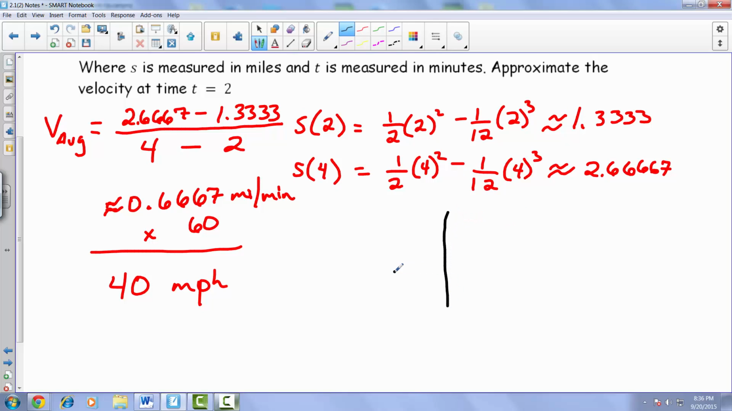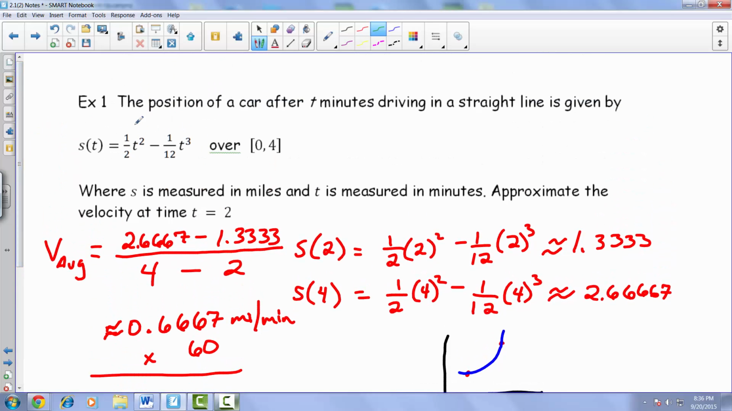So just really fast, graphically, what's going on here is at 2 we have some point, at 4 we have some point, and we have some function that's doing something like this, passing through those 2 points. What we've essentially done, and again, here's that function right here.